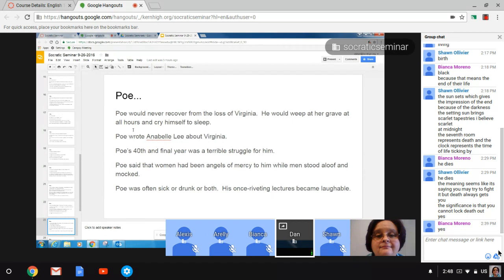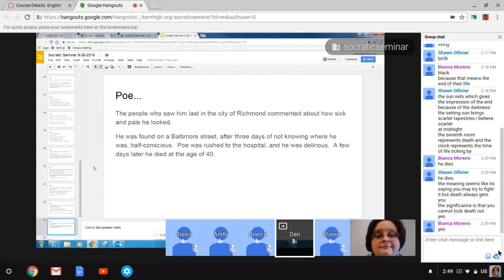Poe said that women had been angels of mercy to him, while men stood aloof, which means apart from him, and mocked him. And Poe was often sick or drunk or both. And so we can see what a change happened to Poe from the time he was 15, when he swam against the current in the river, to the time that he was 40, and he was often drunk. He lost all of his loved ones to disease. His once riveting lectures became laughable because of his drunken state.